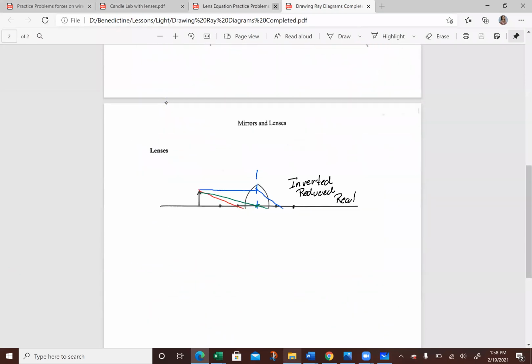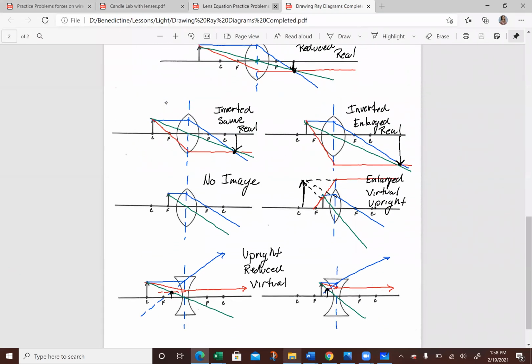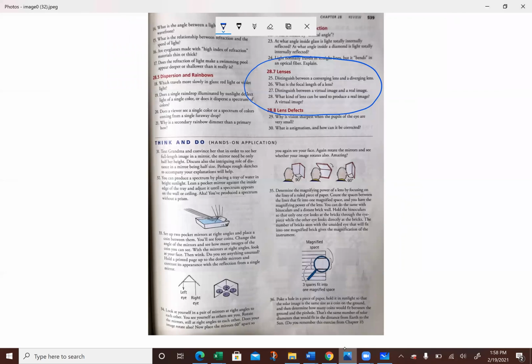All right. So to answer our next few questions out of the book, distinguish between a virtual image and a real image. How about Pierce? What do you got for that one? What's the difference between a virtual and a real image?